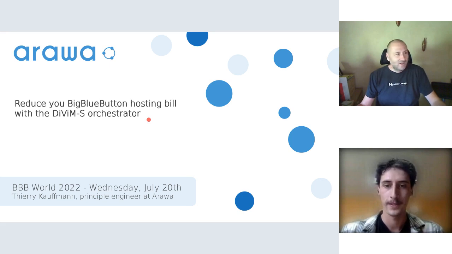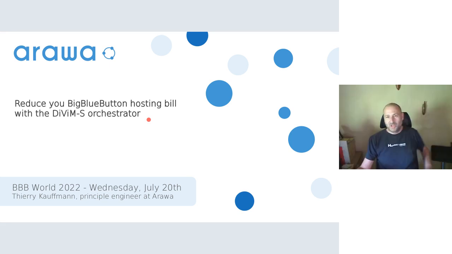Hello, everyone. Thank you for joining this presentation. I'm going to introduce you to the Divim-S project. It's an open source orchestrator for BigBlueButton that allows you to save on hosting costs. You pronounce it Divim-S because originally it meant dynamic virtual machine scheduler.